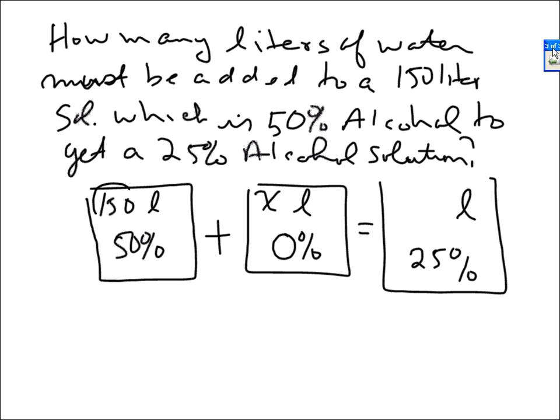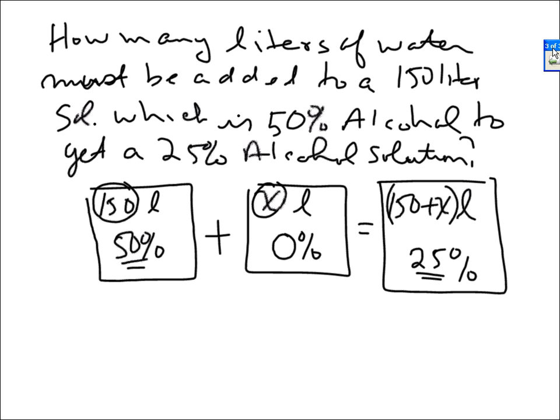Now how many liters do you have? Well, you had 150 in the first container, you're adding X to it, and you're putting that whole mixture, both containers, into this one big container. It will have 150 plus X liters. Now if you think about it, if you have 50% and you're adding just pure water and you're getting 25%, 25 is half of 50.